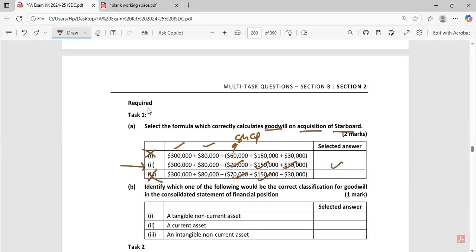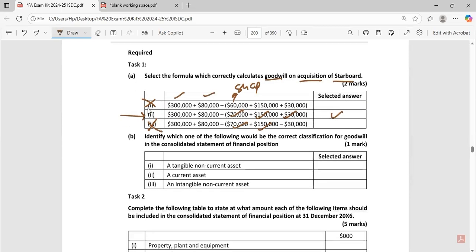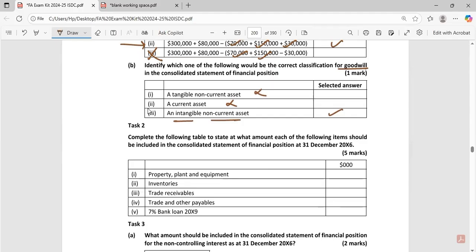Let's move forward. Identify which of the following would be the correct classification for goodwill. We know that goodwill is an intangible non-current asset because we cannot touch goodwill. So it's not tangible, and it's not a current asset, it is an intangible non-current asset. Let's move forward.